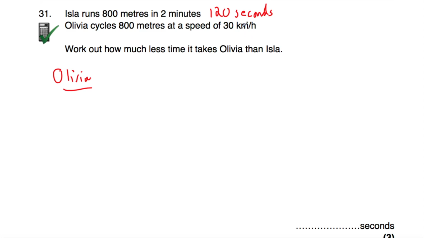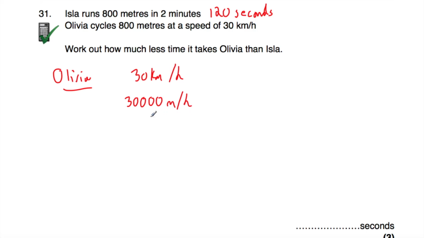So what I'm going to do is change this speed from kilometers per hour into meters per second. So let's convert the 30 kilometers per hour into meters per second. So it's going to be 30 kilometers per hour. Let's change that into meters. To change from kilometers into meters, we're going to times by 1,000. So that's going to be 30,000 meters per hour.